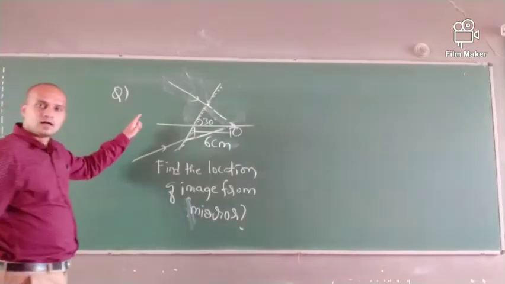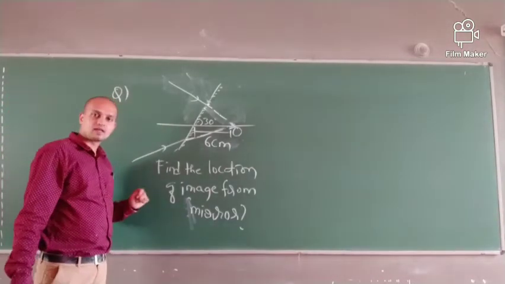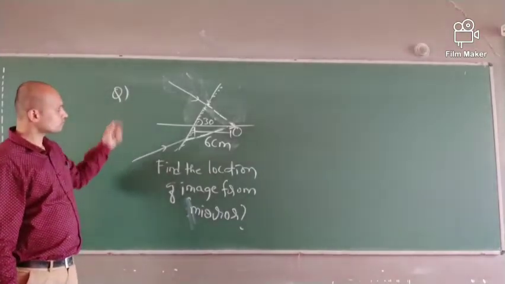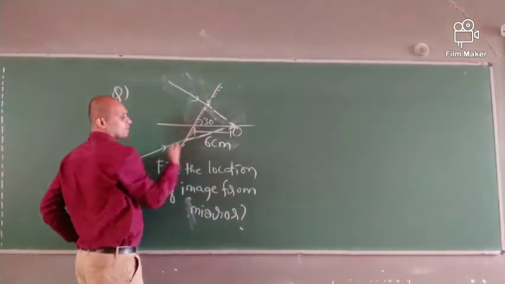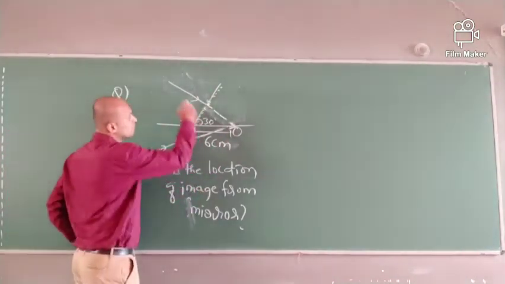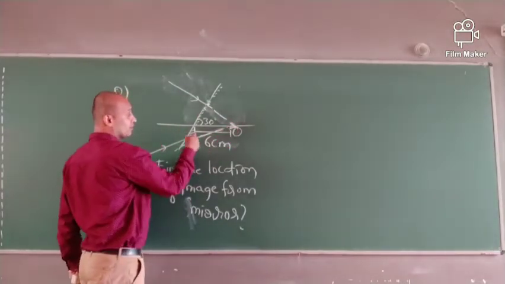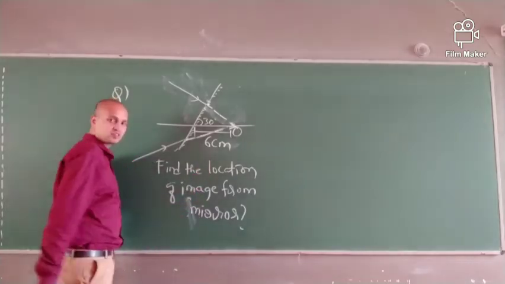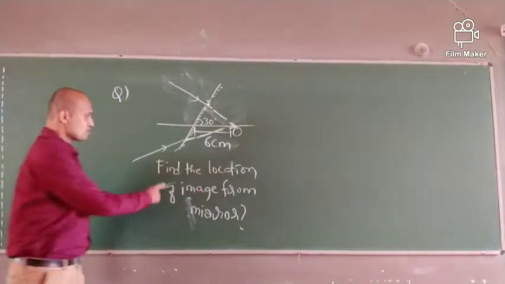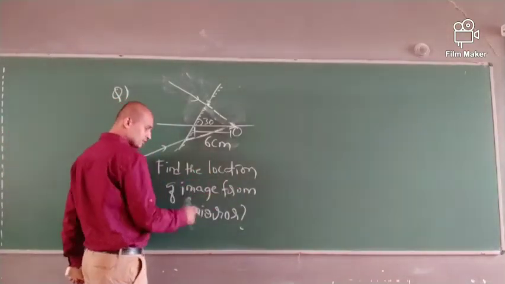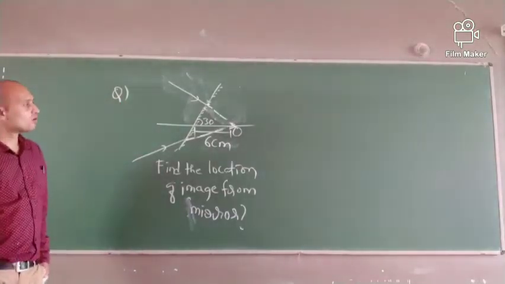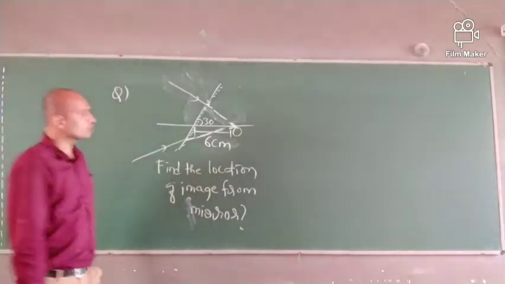See here, let us take one question. One inclined plane mirror is there with the horizontal. Two incident rays are falling such that a virtual object is forming having distance 6 cm. Find the location of image from the mirror. Question is, find the location of image from the mirror.